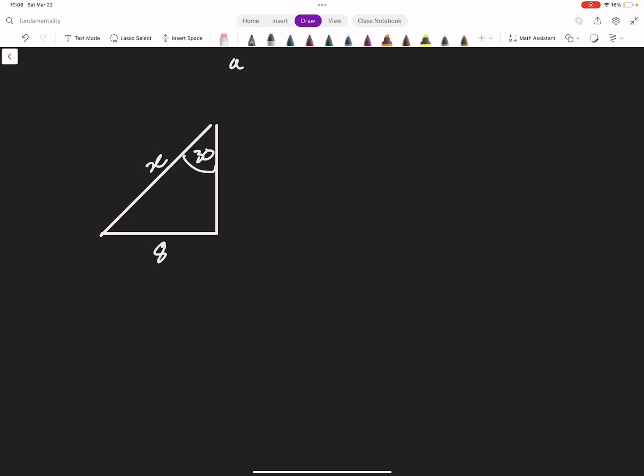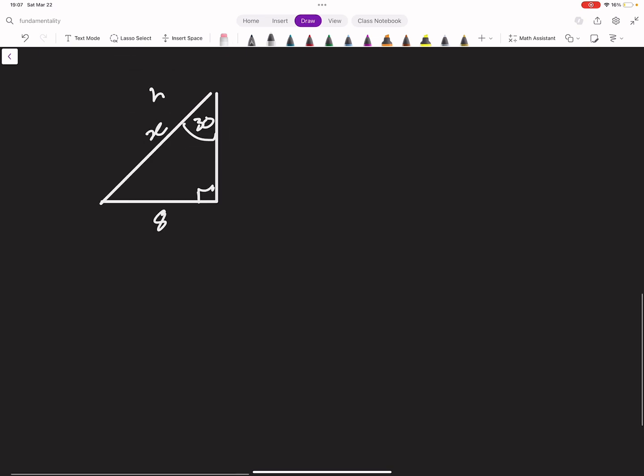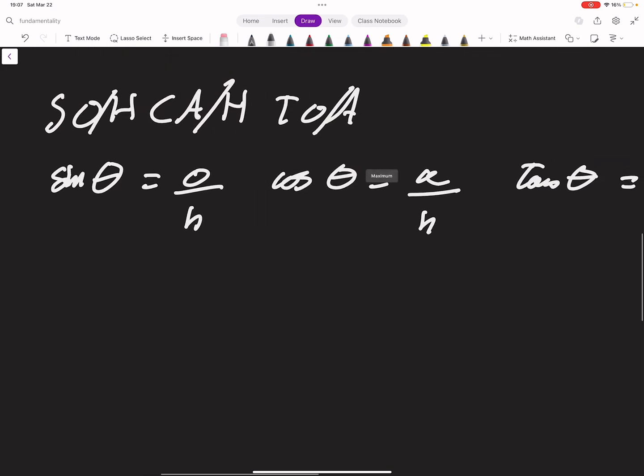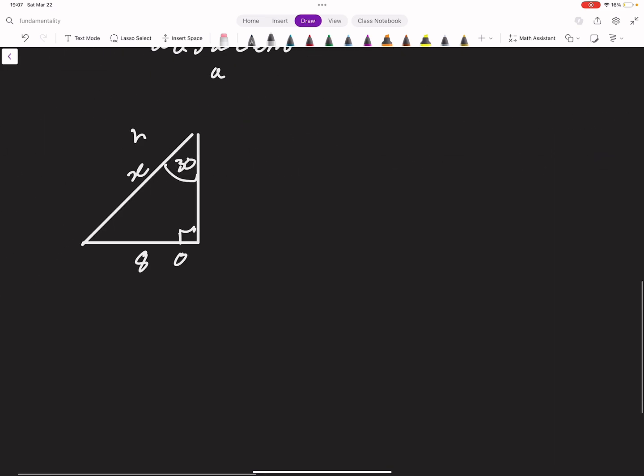Which trigonometric ratio are we going to use? Because we've got two sides and an angle, we're going to use SOHCAHTOA, but then which ones do we have? That's going to be the hypotenuse because it's opposite the right angle, and this is opposite the angle, so we've got O and H. Going back to the trigonometric ratios, O and H, we use sine. We know our angle is 30, so sine of 30 equals the opposite, 8, over x.